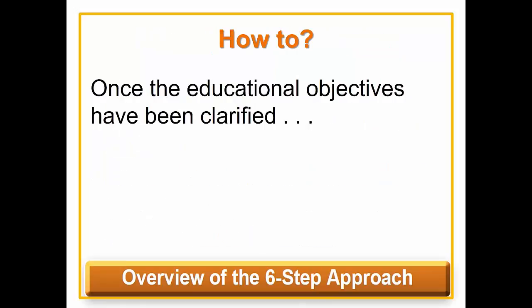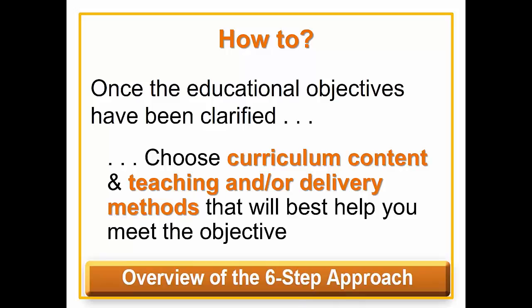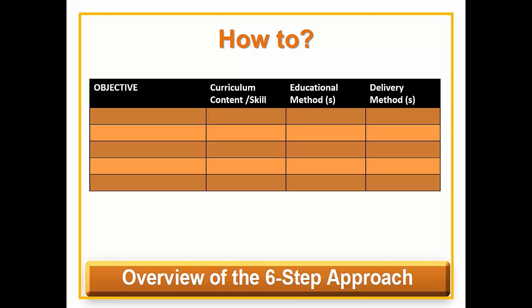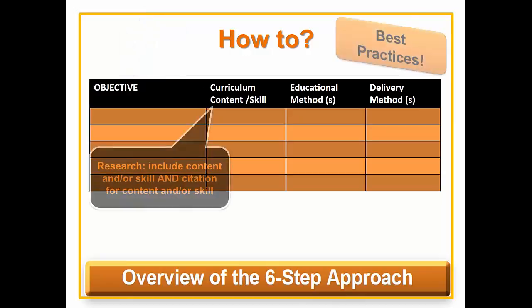Once you have clarified the educational objectives you established in step 3, you then choose curriculum content and teaching methods and delivery methods to best help you meet that objective. I tend to use a table for this process, and I thought I would share one of my tables with you. Your objective goes in the first column, and then you start filling in the other parts.